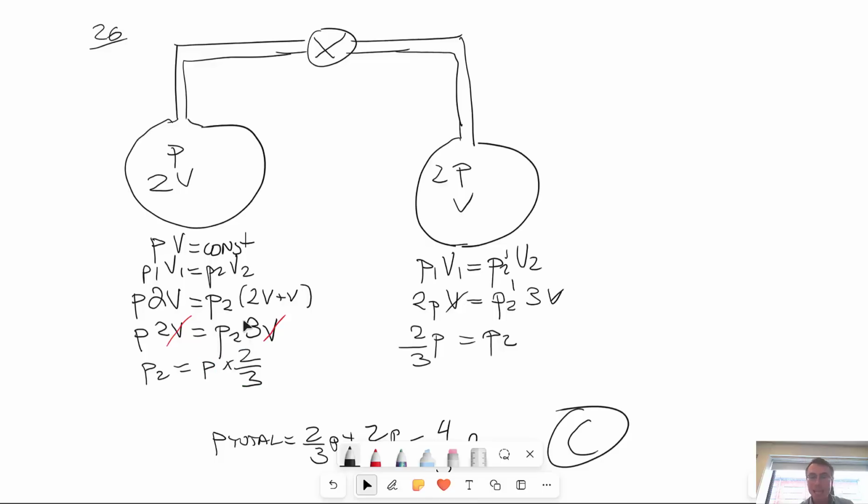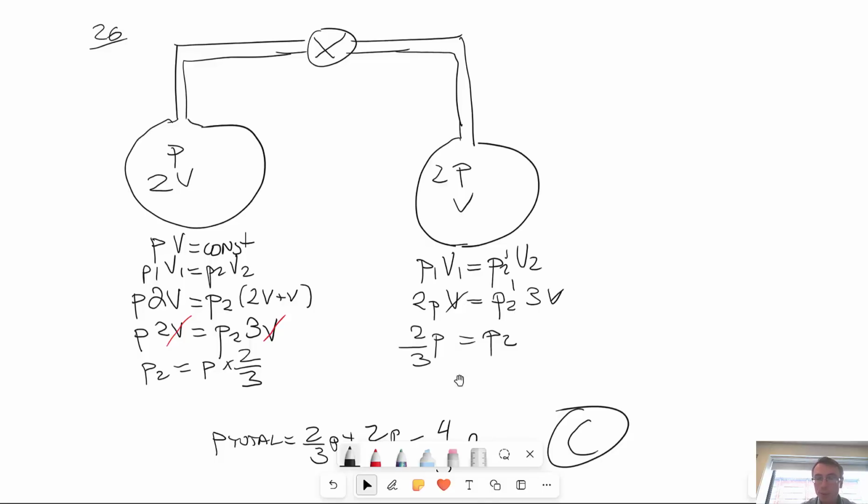Let's do the same strategy for this one. Let's imagine that one of them is now just not in the picture. We just expand this container into the 3V volume. So applying Boyle's law, the initial pressure is 2P, the initial volume is V. Now the final volume is 3V, and I've called the new pressure P2 prime.